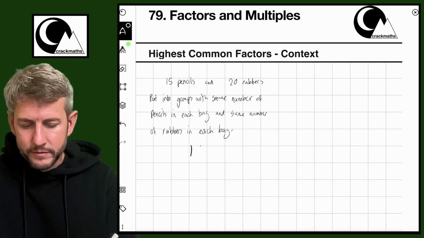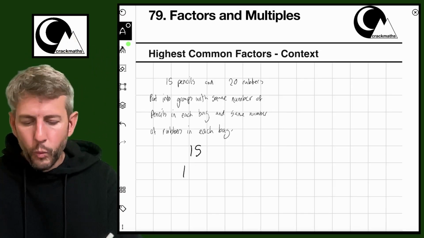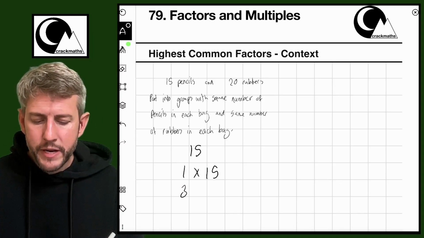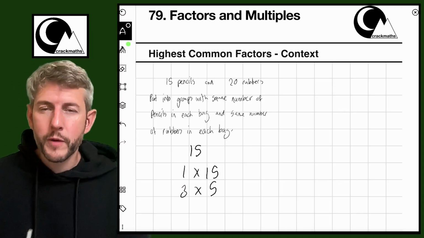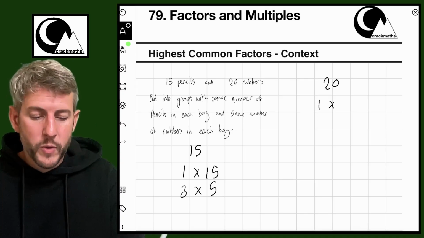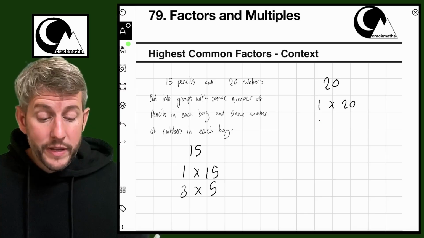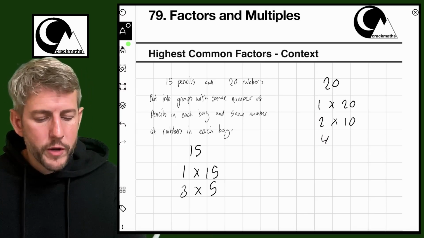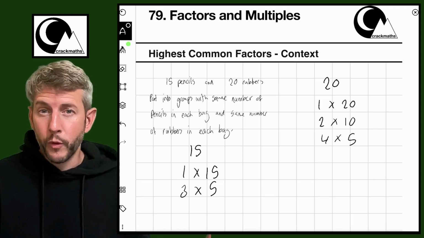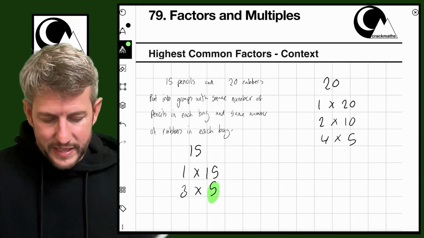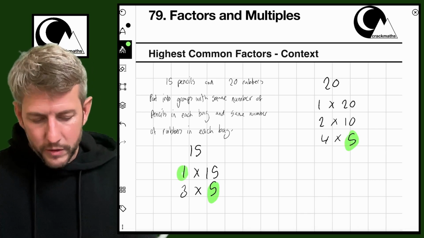So 15, we can put it into one group of 15, or 15 groups of 1, or we can have 3 groups of 5, or 5 groups of 3. 20, we can have one group of 20, or 20 groups of 1. We can have 2 groups of 10, or 10 groups of 2. We could have 4 groups of 5, or 5 groups of 4. Right, so the only number that appears in both of these lists, apart from obviously the 1, is this 5.